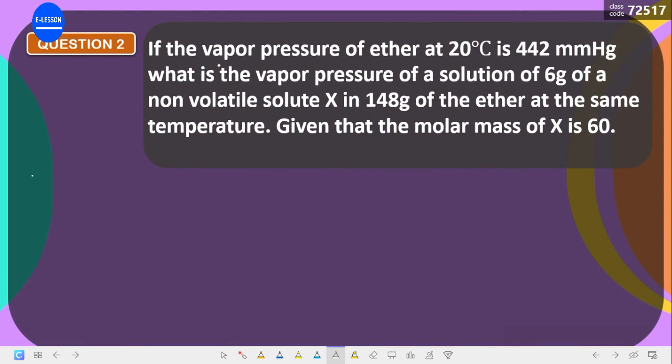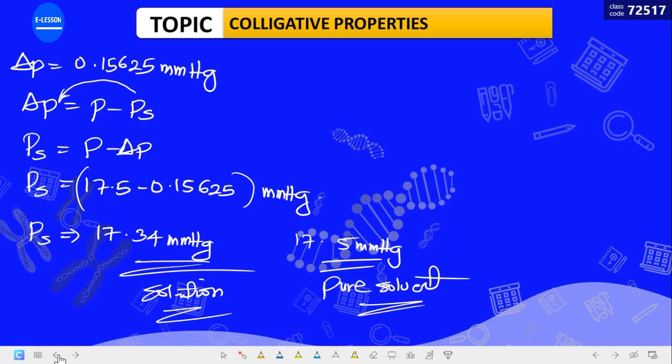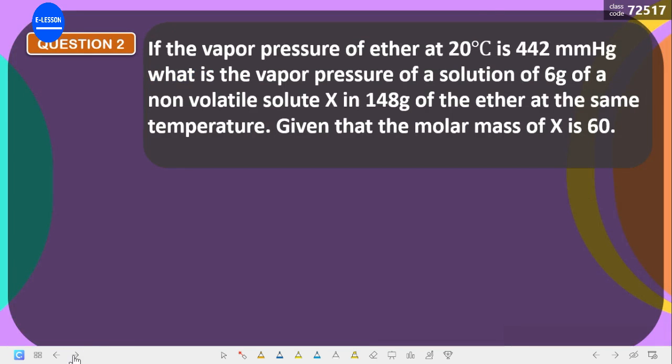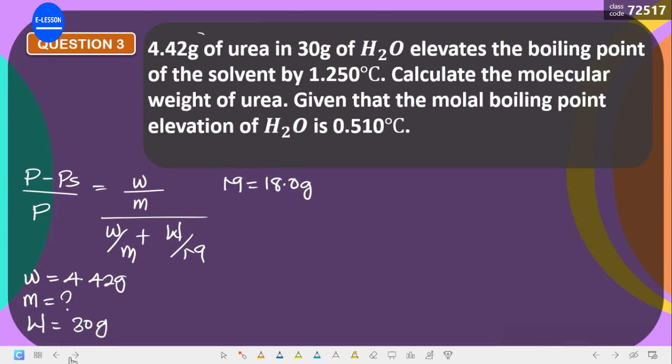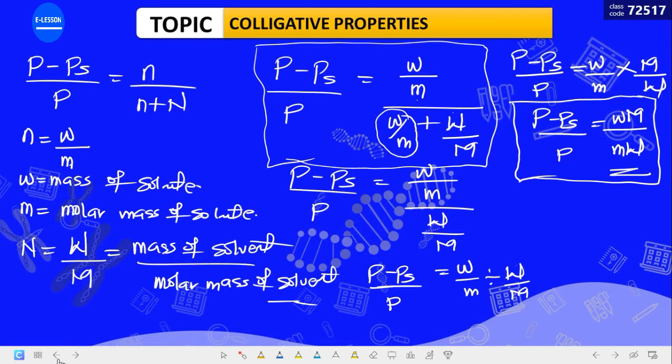Okay, the question says if the vapor pressure of ether at 20 degrees Celsius is 442 millimeter mercury of ether, sorry for that. If the vapor pressure of ether at 20 degrees Celsius is 442, the formula, I wish I could just change this question for this one. Going through writing this whole something again is so stressful.